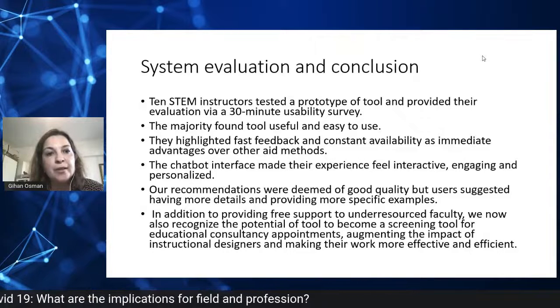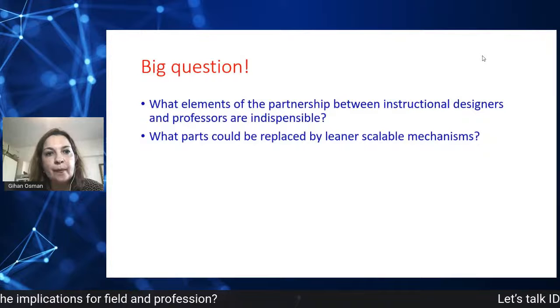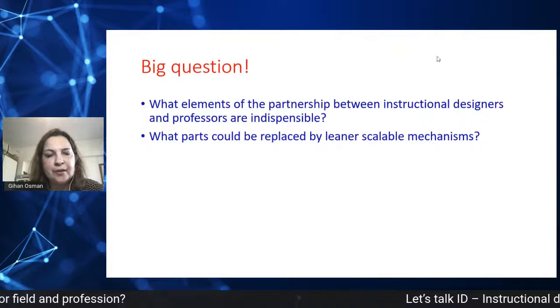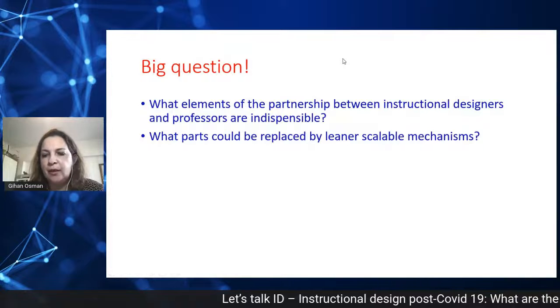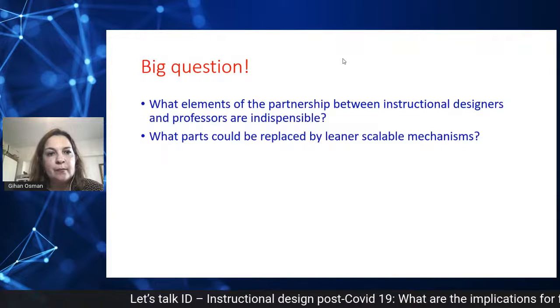So, scalable mechanisms for instructional design.